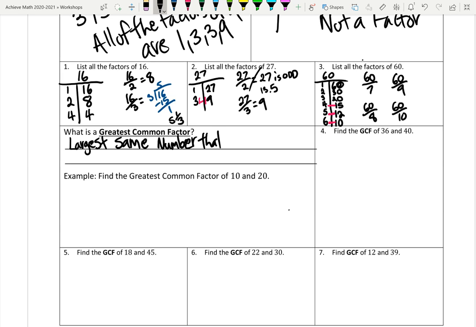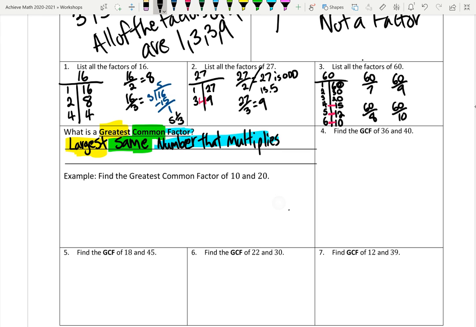that multiplies. I broke it down: the greatest, the common, the same, and the factor, a number that multiplies. To use this, we're going to use a Venn diagram to find the common factor of 10 and 20.